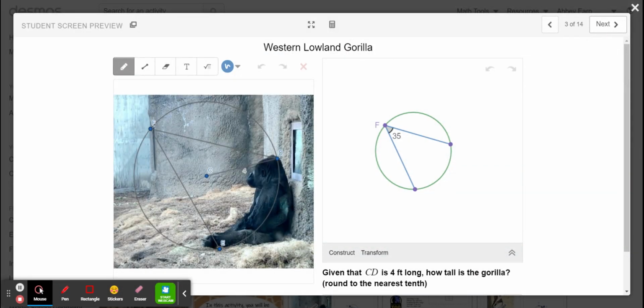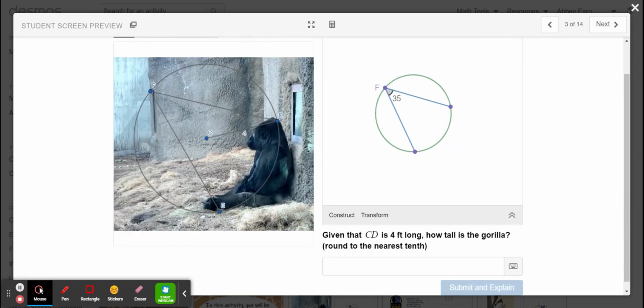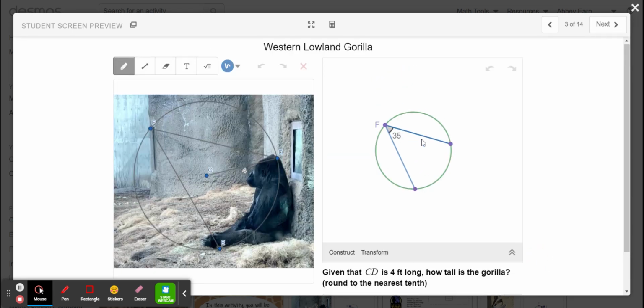We are looking at a western lowland gorilla. In the sketch pad, you can see we have a circle drawn, and we are given that CD has a length of 4, and we are trying to figure out how tall the gorilla is. So first thing we can do is look at our geometry tool on the right side of our Desmos screen, and we can see that we have an angle of 35.